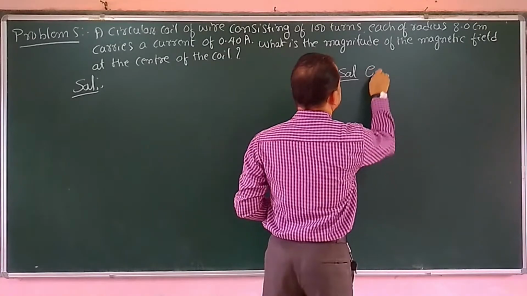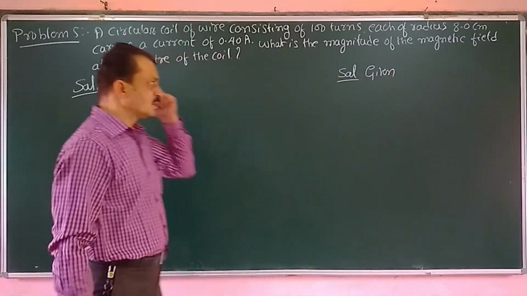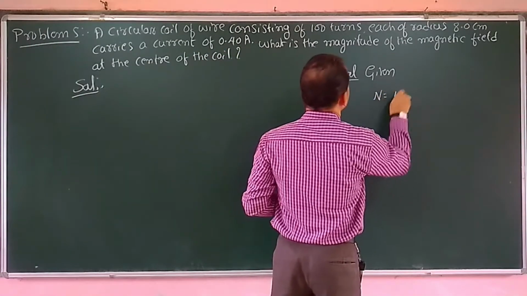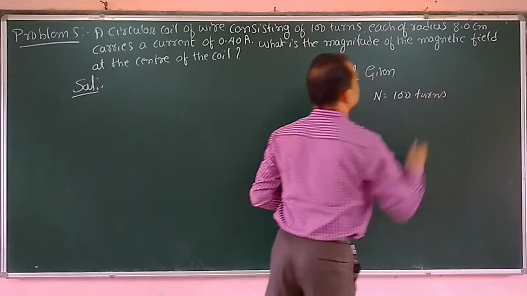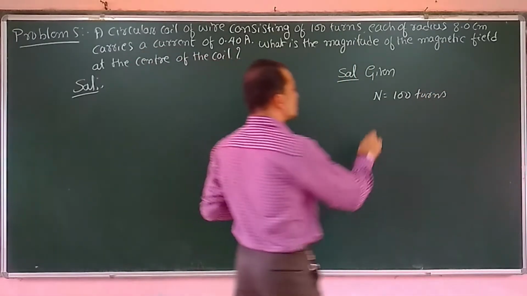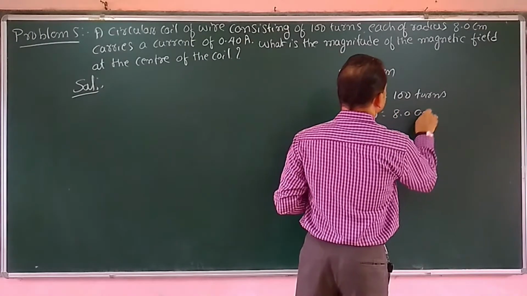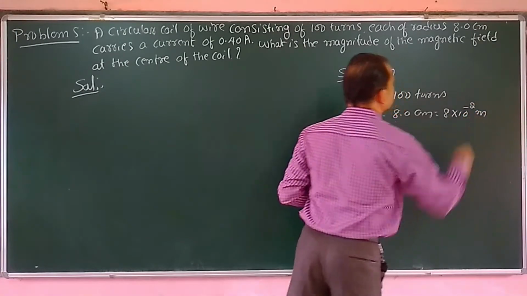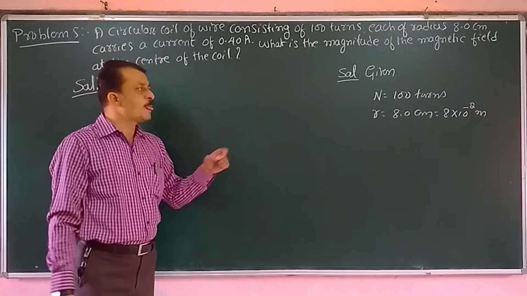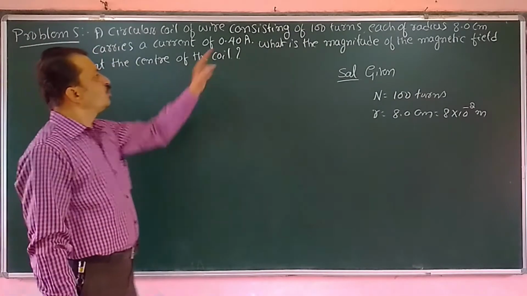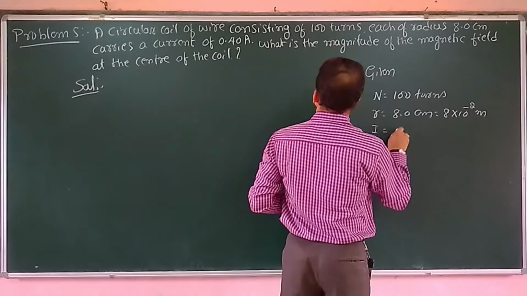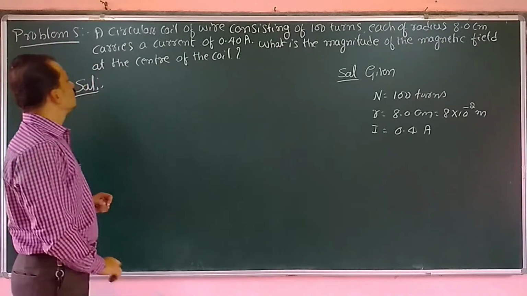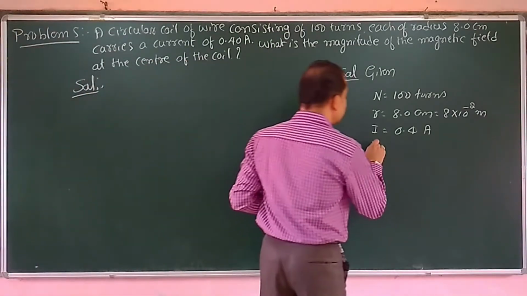Now given, what are the given things here? The number of turns is equal to 100 turns. Radius of each turn is given. Therefore, R is equal to 8.0 centimeter, or that is equal to 8 into 10 raised to minus 2 meter. It is in centimeter, we are converting it into SI unit. And the current flowing in each turn is 0.4 amps. Then what is the magnitude of the magnetic field at the center?